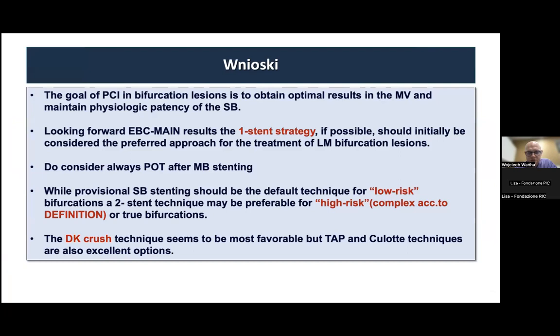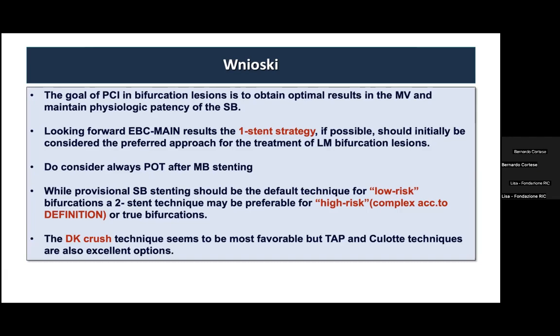So it is also important to assess the stenosis in the side branch. Looking forward to the EBC Main results, the one-stent strategy, if possible, should initially be considered the preferred approach for the treatment of left main bifurcation lesion. We should also always consider POT after main branch stenting, while provisional side branch stenting should be the default technique for low-risk bifurcation. A two-stent technique may be preferable for high-risk complex bifurcations according to the definition.